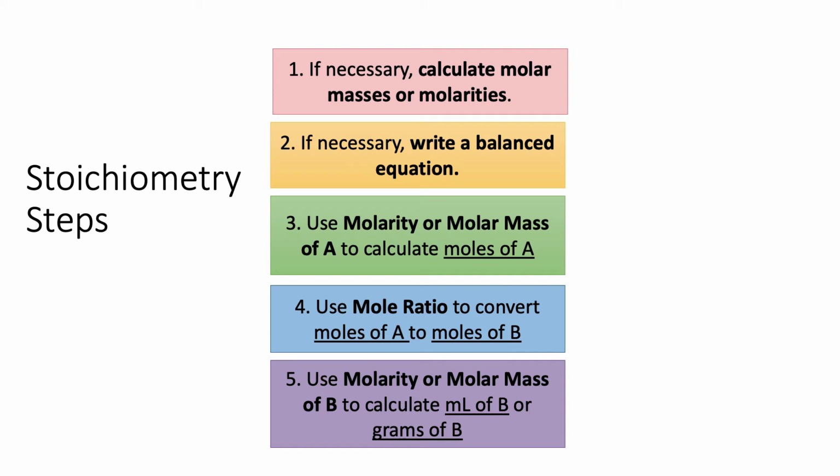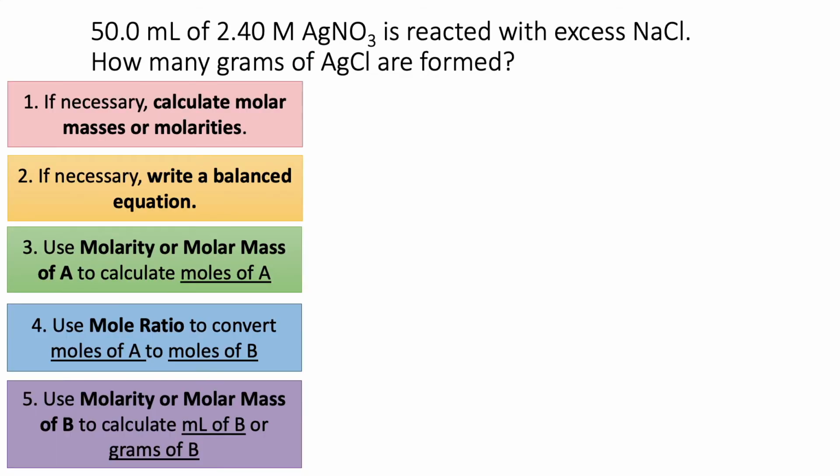Now you might ask, how do I know if I'm going to calculate mLs or grams? Well, the problem will generally tell you. If not, you can sort of infer it from understanding whether you're making a solid or whether you're making a solution. So here's a problem, and basically what we're going to look at is the reaction of silver nitrate with sodium chloride, and that gives us silver chloride, which is a solid that precipitates out of solution.